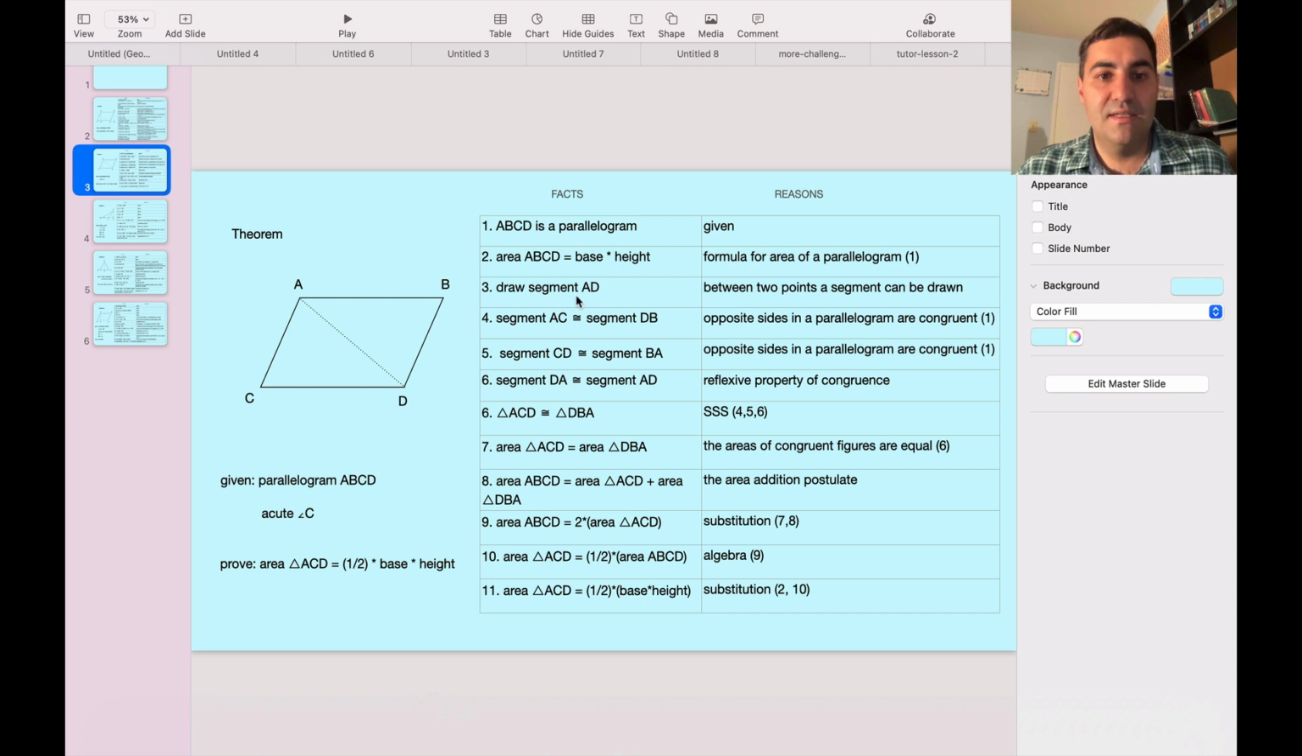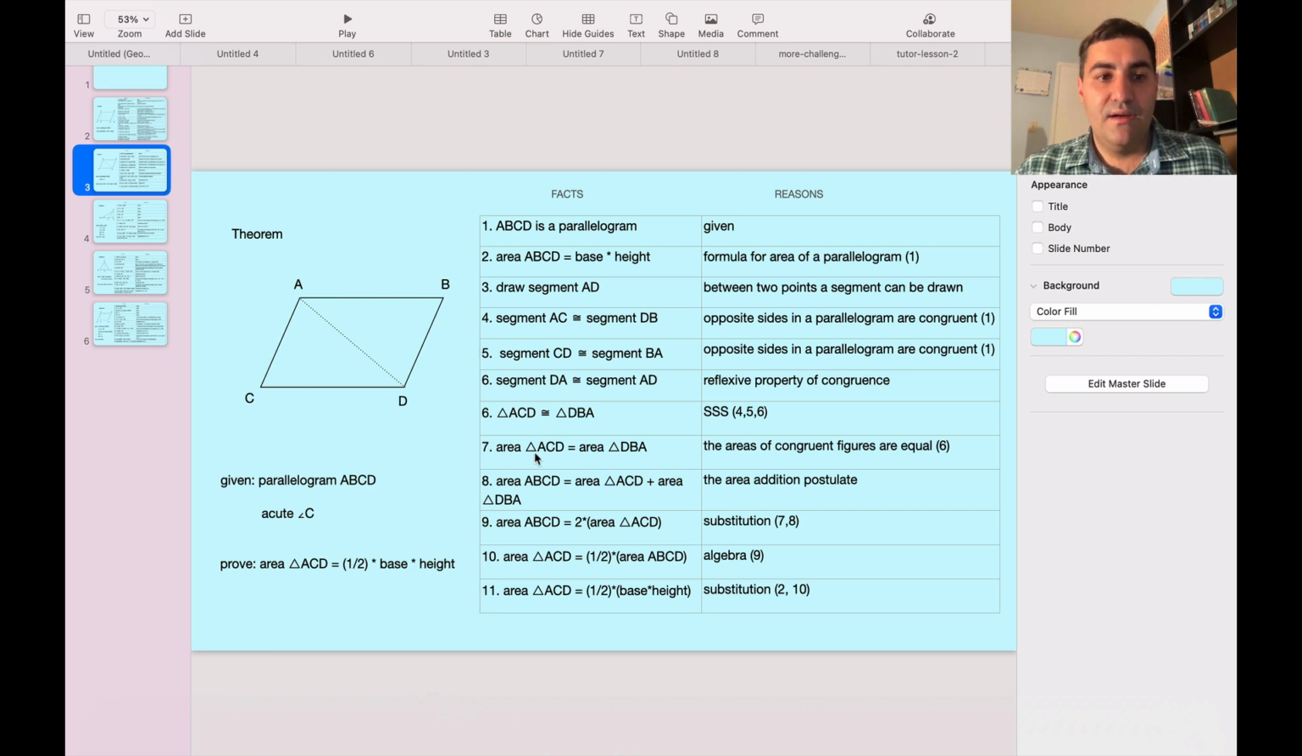We're going to draw segment AD, and we can do that because we can draw a segment between 2 points. Segment AC is congruent to segment DB because opposite sides in a parallelogram are congruent. Segment CD is congruent to segment BA because opposite sides in a parallelogram are congruent, so we're using the same property here. And we know that segment DA is congruent to segment AD by the reflexive property of congruence. So we can use the side-side-side postulate to deduce that triangle ACD is congruent to triangle DBA.